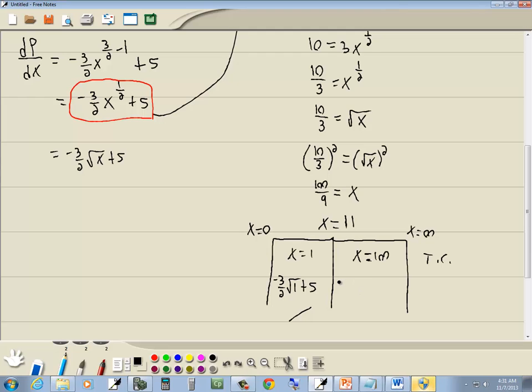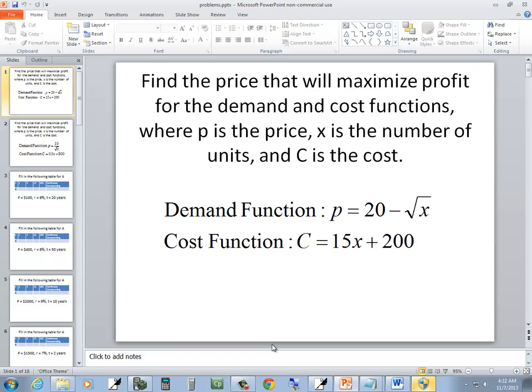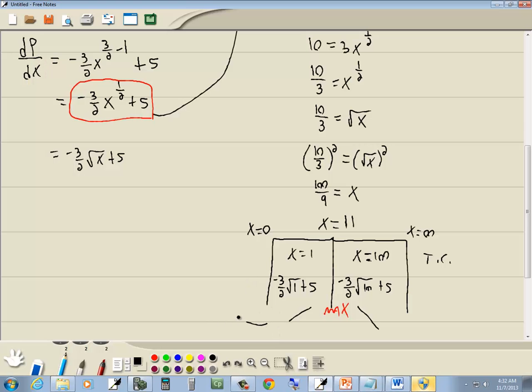Now if I put 100 in there, we got negative 3 halves times the square root of 100 plus 5. Now square root of 100 is 10. 10 times 3 is 30 divided by 2, 15 with a negative, wait, 3 halves times 10 is 15. So negative 15 plus 5, which is negative, so this is decreasing. So it is indeed a maximum. I think all they're asking for is a number of units. Let's go look. No, price. I lie.